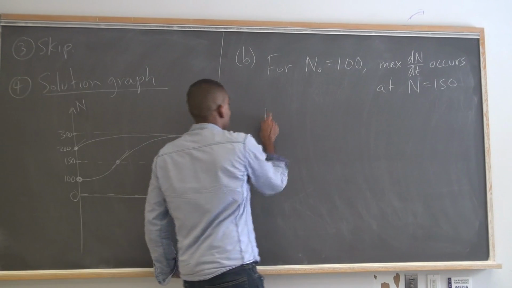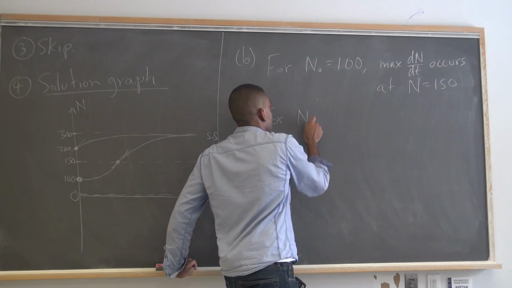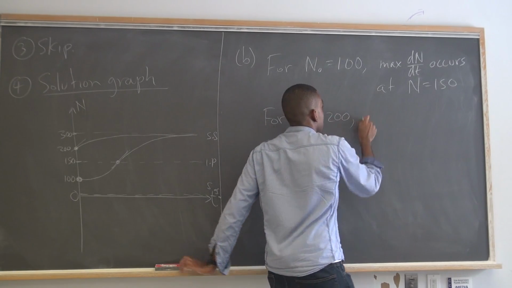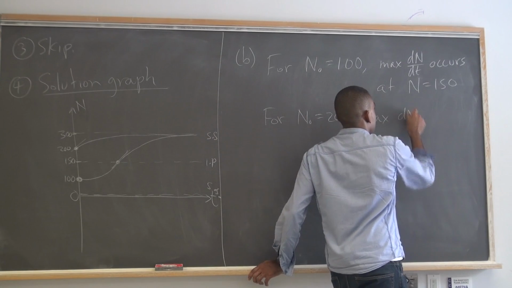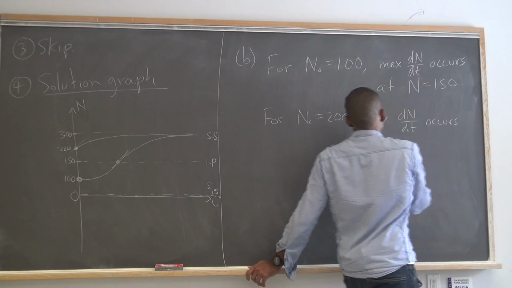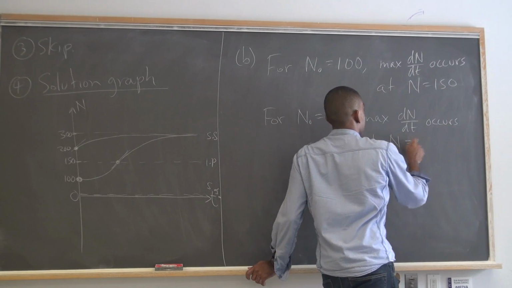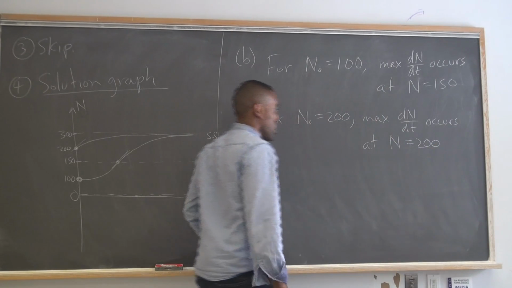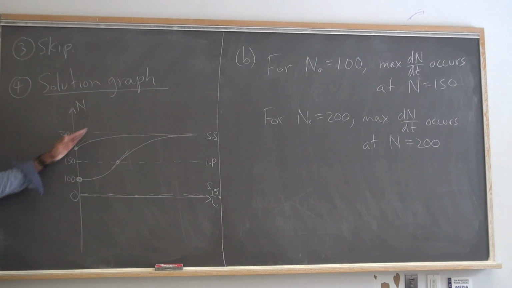And for N0 equals 200, max dN/dt occurs at N equals 200, right? It starts out at its maximum growth rate and it just decreases from there on. So part B just required you to think of the tangent lines and where the steepest slope is happening.